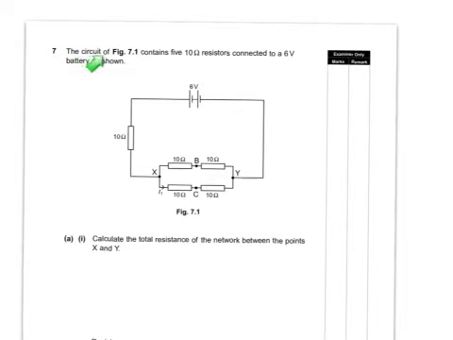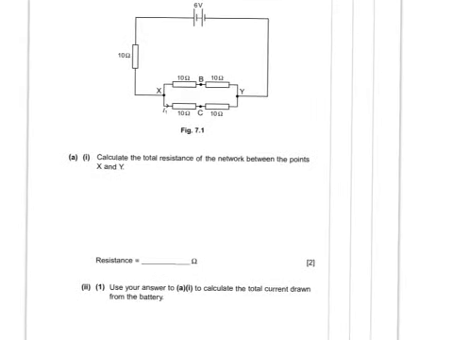It says the circuit figure 7.1 contains 5 10 ohm resistors connected to a 6-volt battery as shown. So there's our 6 volts. There's 1, 2, 3, 4, 5 resistors, and our question is to calculate the total resistance of the network between the points X and Y. So we're just interested actually in the ones at the bottom here. So there's X, there's Y.